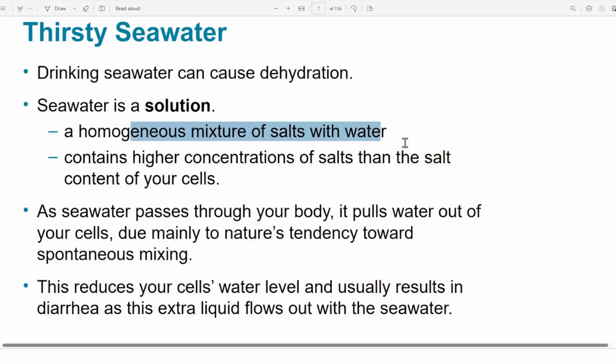Seawater is a homogeneous mixture of salts with water, and it contains higher concentration of salts than the salt in your cells. So as seawater passes through your body, it pulls water out of your cells, due mainly to nature's tendency toward spontaneous mixing. This results in your cells' water level being reduced and the water level in your intestines being increased from the liquid flowing out of your cells and into the intestines.